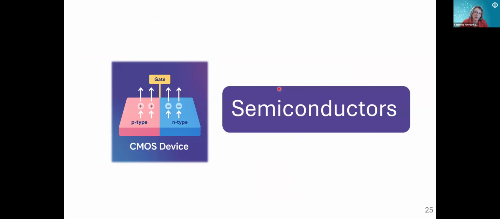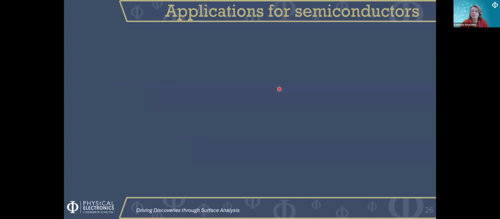The second technological area that I would like to show examples of is semiconductors. This is definitely a very important area. Recently, there was a lot of funding and development in semiconductors, and this puts increased emphasis on surface analysis. So how are engineers and developers using surface analysis in the semiconductor industry?